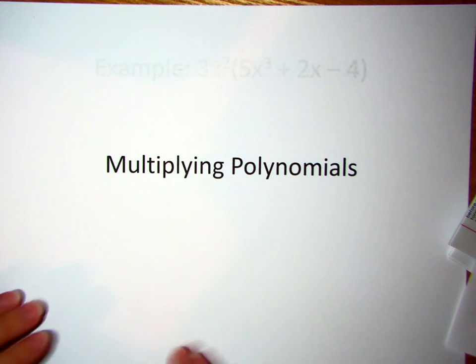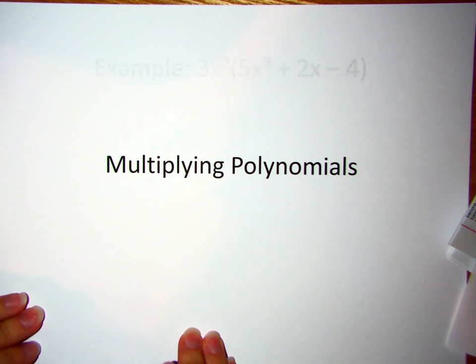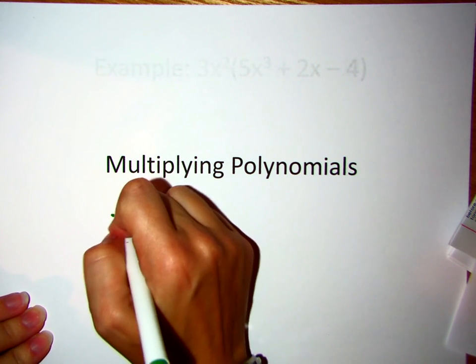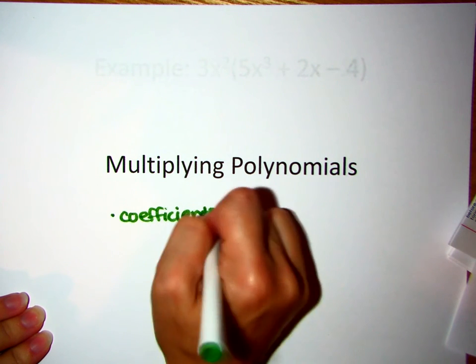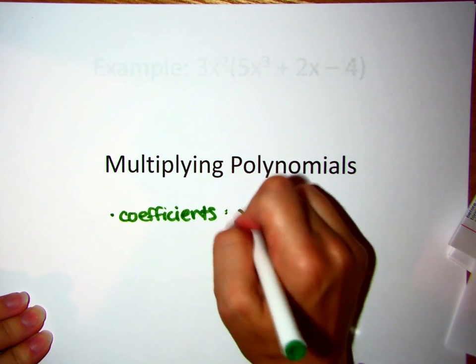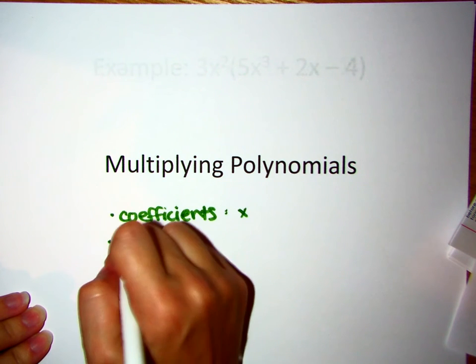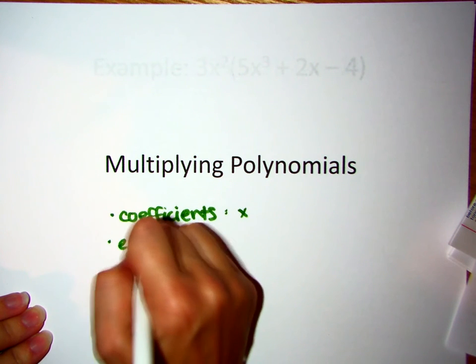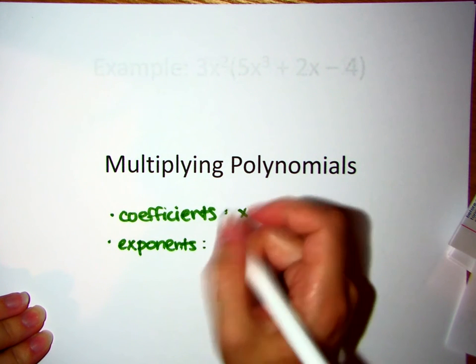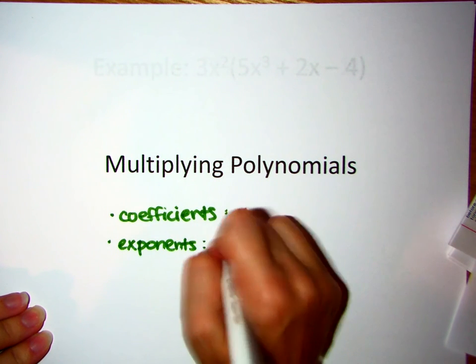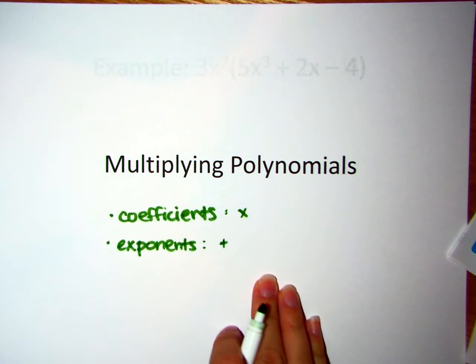This lesson is on multiplying polynomials. When you multiply polynomials, remember that you're going to essentially be multiplying the coefficients. Those are the numbers that are in the front, so you're going to multiply them. And then you're going to look at the exponents and add them. When you're multiplying terms that have the same base, you just add the exponents. So let's look at an example here.